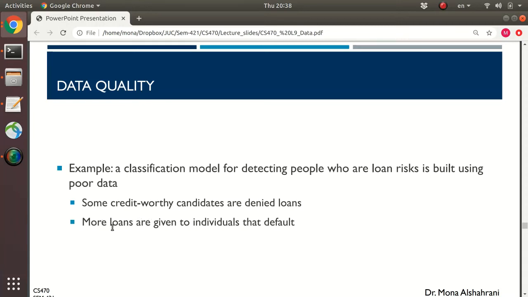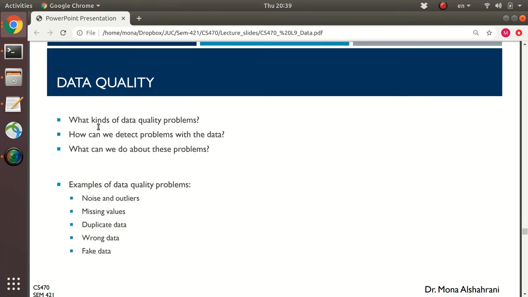While more loans can be given to individuals who default, who do not pay back. But here, these three questions: what kinds of data quality problems? How can we detect problems with data? And what can we do about these problems? Examples of data quality problems are noise and outliers, missing values, duplicate data, wrong data, or fake data.